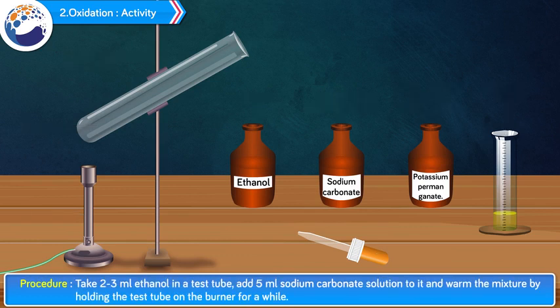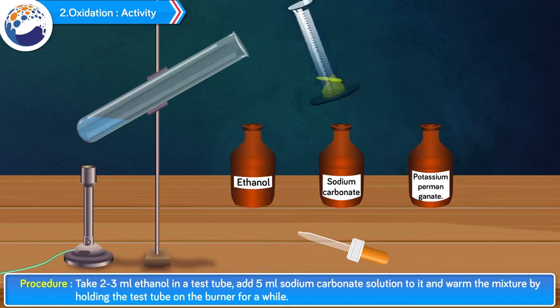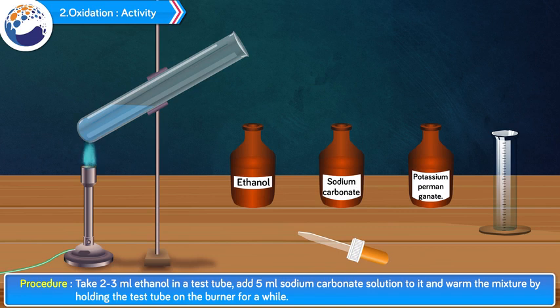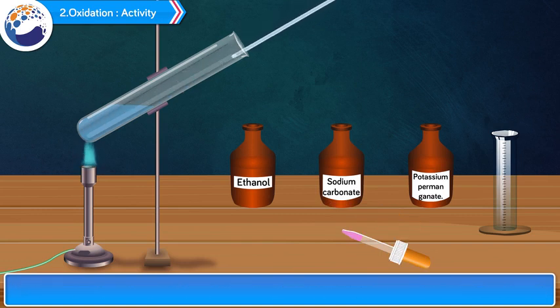Procedure. Take 2 to 3 ml ethanol in a test tube. Add 5 ml sodium carbonate solution to it and warm the mixture by holding the test tube on the burner for a while. Do drop-wise addition of a dilute solution of potassium permanganate to this warm mixture with stirring.